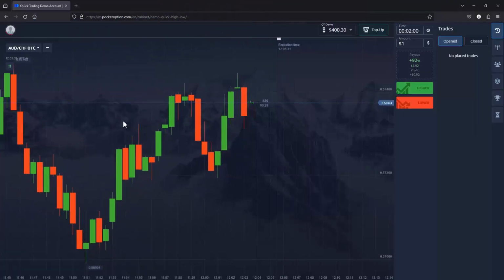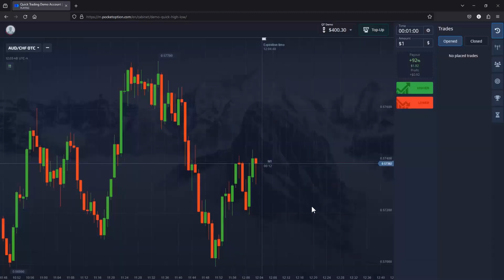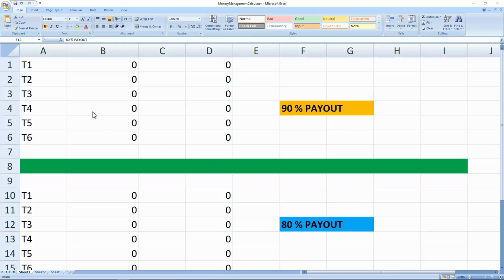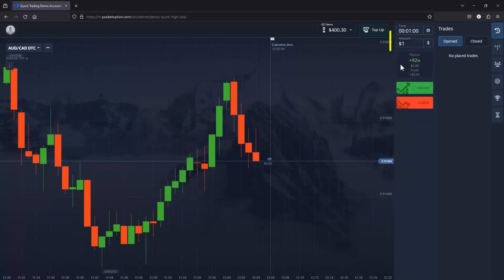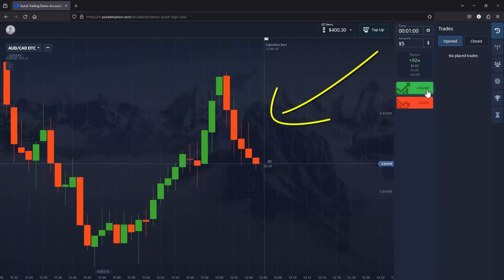Now let's move to the chart and start the trading session. And I need to select 1 minute expiry time. Then the candle chart time frame has to be set to 1 minute as well. For instance, the payout is 92%, which is great. Now, as for the money management, I'm gonna start the first trade with $5. Then I need to put $5 in the amount box for the first trade. All set.